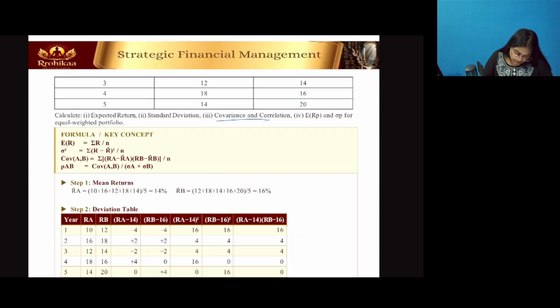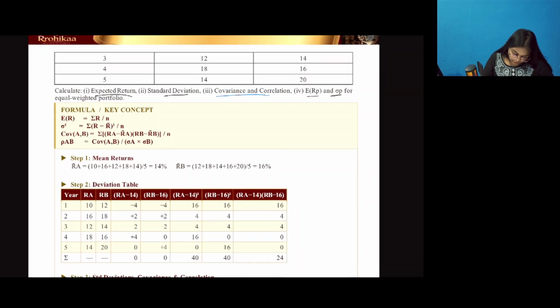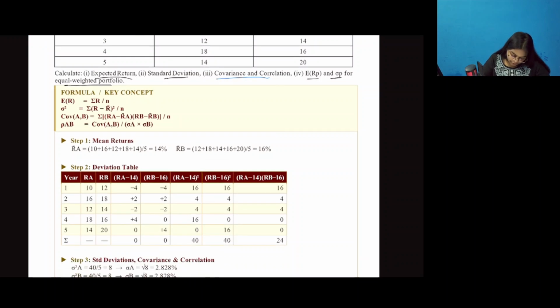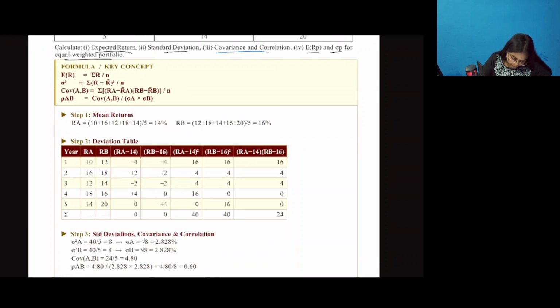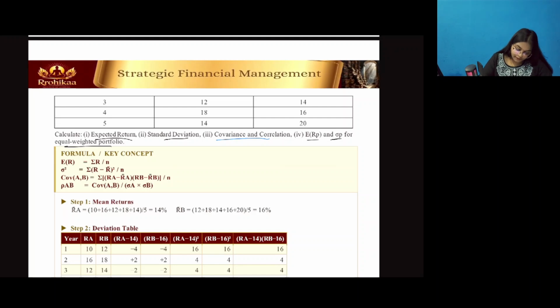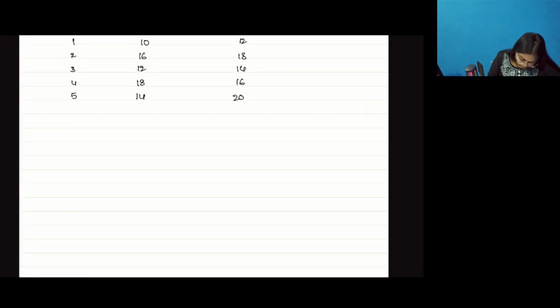So the question is, we have to calculate expected return, standard deviation, covariance and correlation, risk of return of portfolio, and risk of portfolio if it is an equal weighted portfolio. If the portfolio is equal weighted, that is 0.5 and 0.5 in both the securities. So first we'll start with expected return. Step 1. If we have to calculate covariance and correlation, the first step is to calculate sigma x and sigma y.